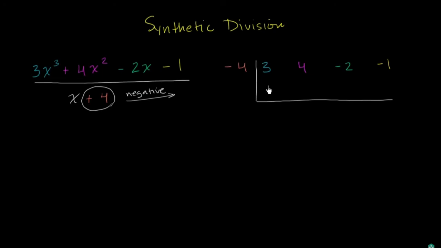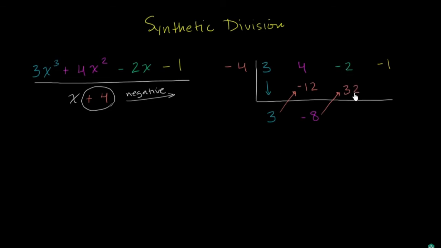So first, this first coefficient, we literally just bring it straight down. And so you put the 3 there. Then you multiply what you have here times the -4. 3 times -4 is -12. Then you add the 4 to the -12. 4 plus negative 12 is negative 8. Then you multiply negative 8 times the negative 4. I think you see the pattern. Negative 8 times negative 4 is positive 32.